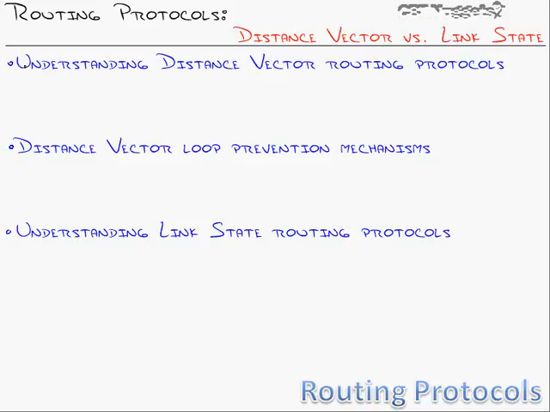So that's the difference. We then looked at the loop prevention mechanisms of distance vector, which are really a band-aid for some of the problems introduced with the routing protocol that broadcasts in all directions everything it knows every 30 seconds. Finally, we looked at the advantages and disadvantages and what the big difference is when using a link state routing protocol.